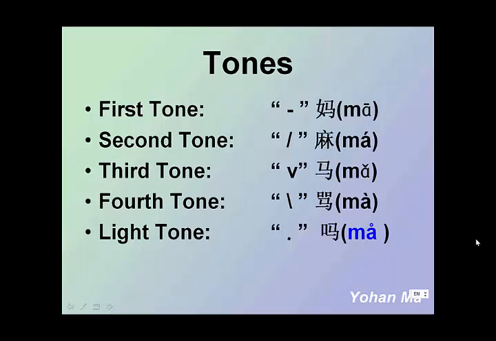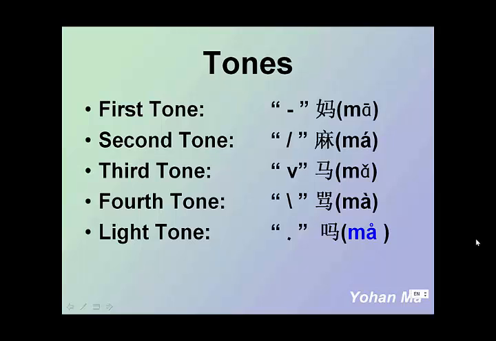Okay, let's talk about the last one, the light tone. I put a circle on top of the letter A, but it's supposed to be a solid dot. I couldn't find that symbol in Word, so I just selected this one, A with a circle, but it should be A with a solid dot. It is read as ma. It sounds like the first tone, ma, but this ma is very light, very short.